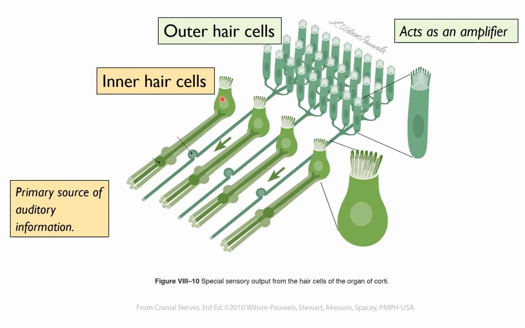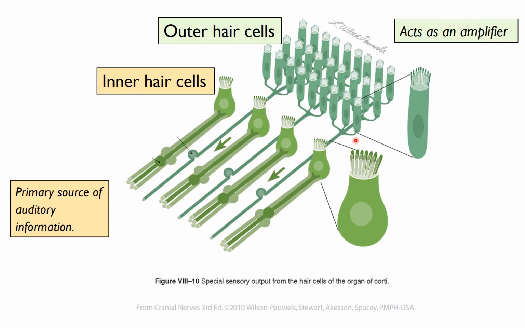The inner hair cells are the primary source of auditory information. So when we have stereocilia deflection and the release of neurotransmitter and all of that, that occurs at the inner hair cell that goes on towards the auditory system.